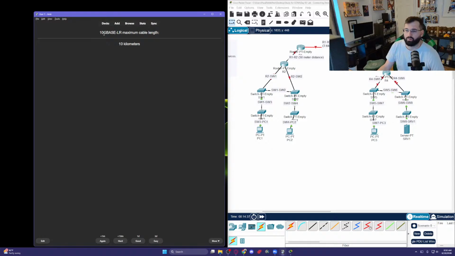Whoops, I didn't read that one. I was too busy looking down here. Okay, 10 gigabit maximum length is 10 kilometers. LR is how we know that it's fiber, by the way.